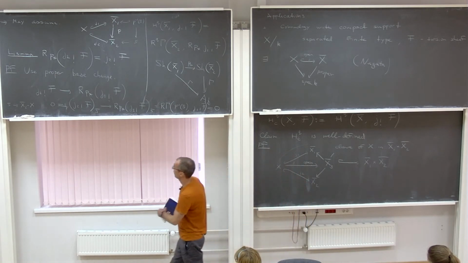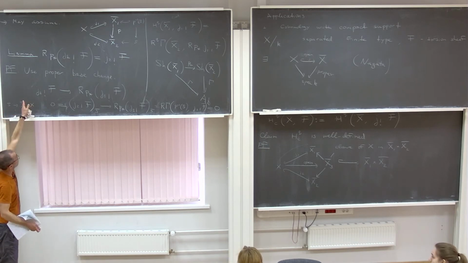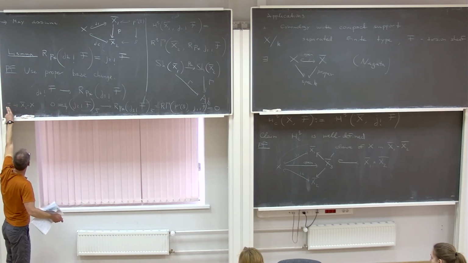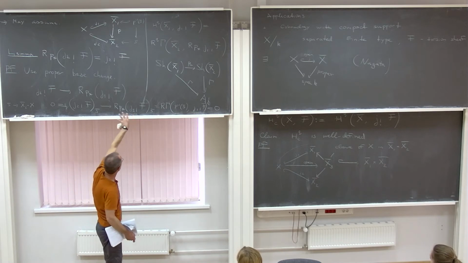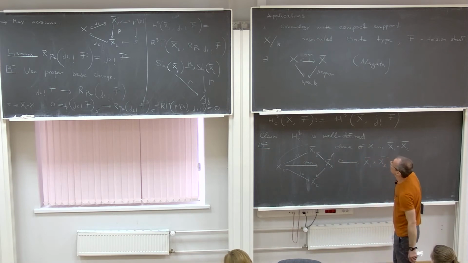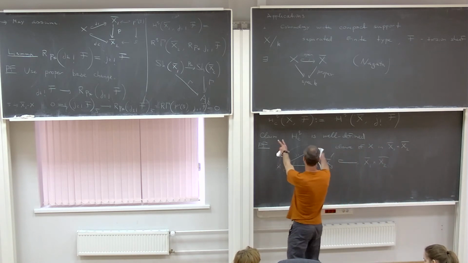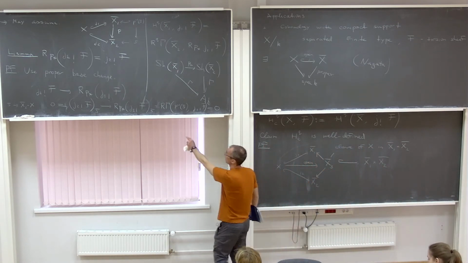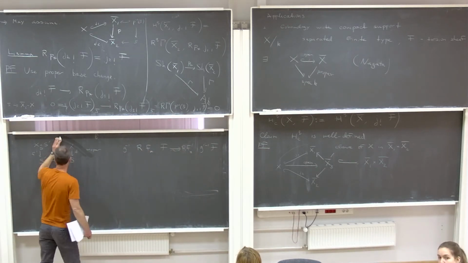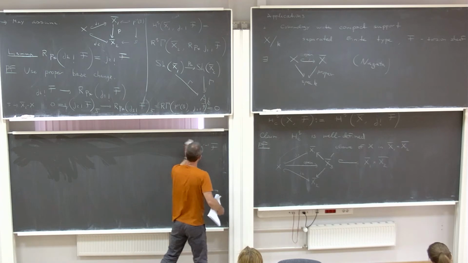So we constructed a map. We showed that for any geometric point of X, this is an isomorphism tautologically, and we proved that for any geometric point which is in the complement, the stalks are 0. Right. Good. So this proves that cohomology with compact support is well defined. And so here is a straightforward generalization of this.